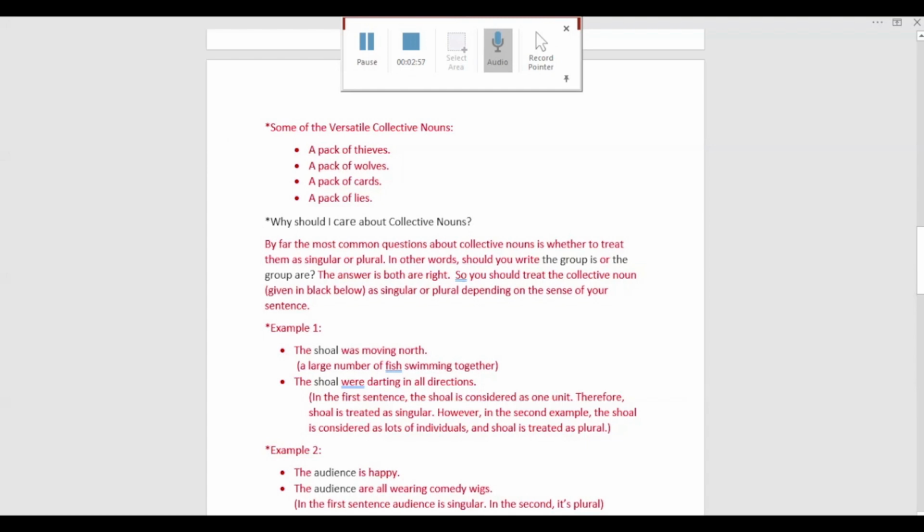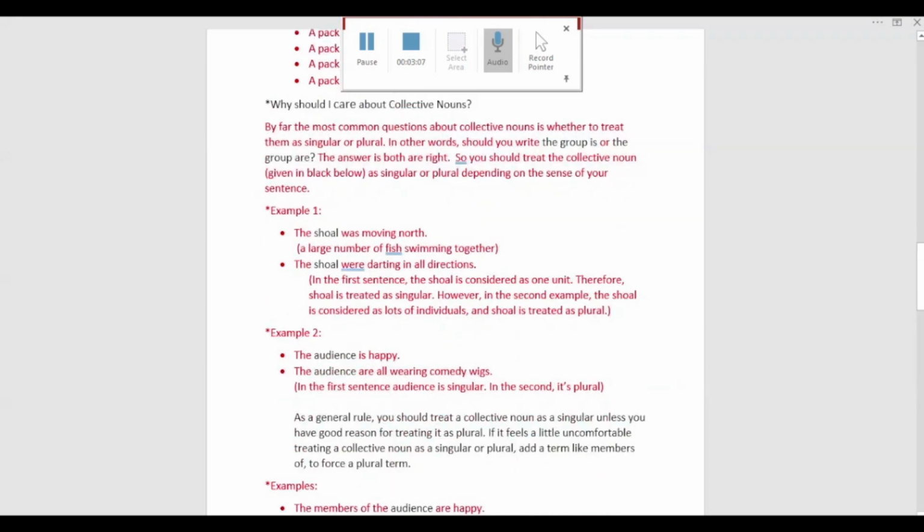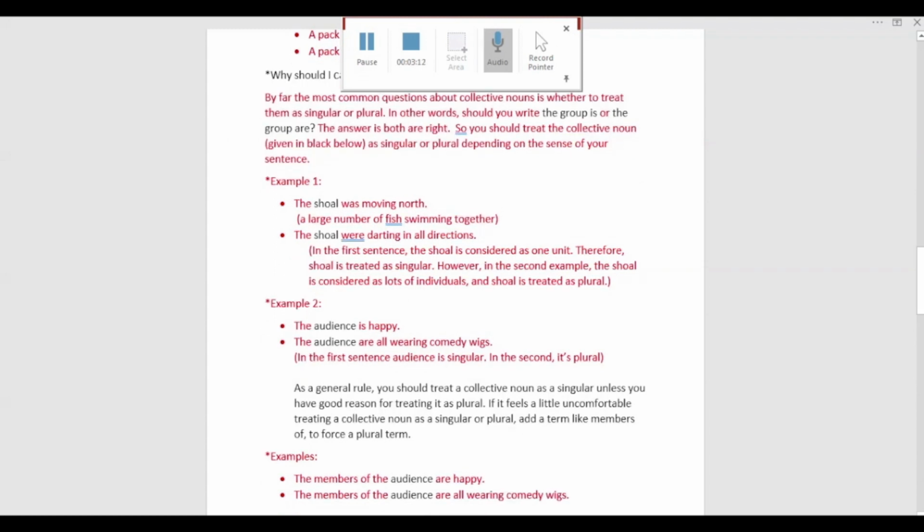So you should treat the collective noun as singular or plural depending on the sense of your sentence. Depending on the sense of your sentence, you can use the singular or plural form of the collective noun. Okay. Now example 1. The shoal was moving north. Shoal means a large number of fish swimming together. Here the first sentence is in singular. We are talking about one single unit here.